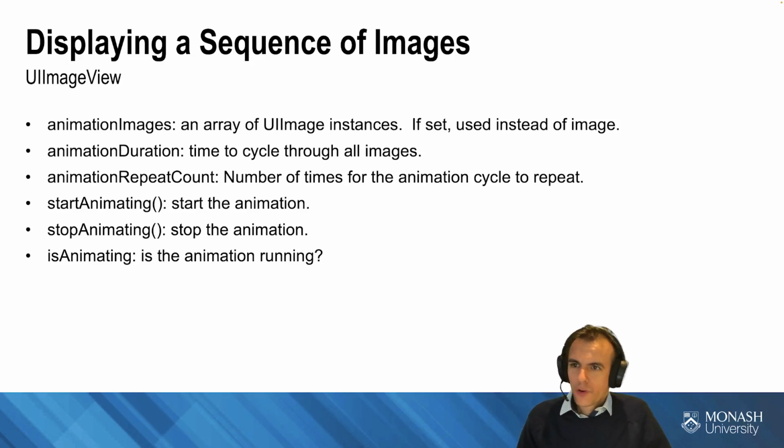UI image view can also display sequences of images, which is useful if you want to have a little mini carousel of images. So there's a property called animation images, and this is simply an array of UI image instances. And if it's set, it's used instead of the image property. For this animation images array, you can set animation duration, which is the time it takes to cycle through all the images. You can set a repeat count, which is the number of times you want the animation cycle to repeat. And there are a couple of methods you can use to start the animation, stop the animation, and also to check whether the animation is running.